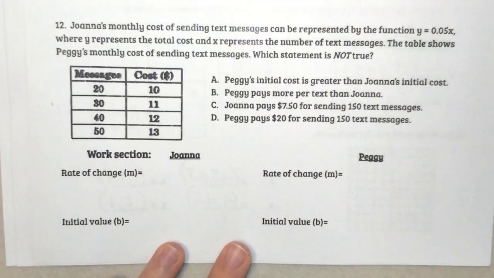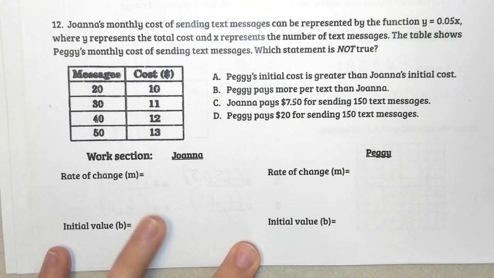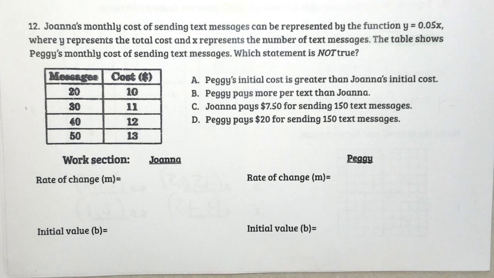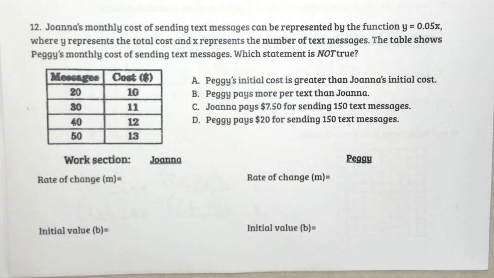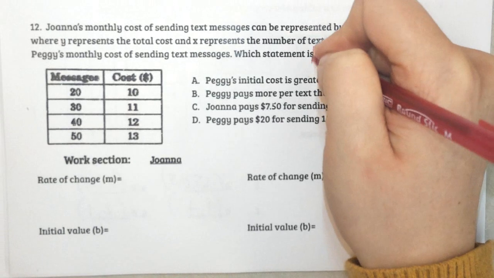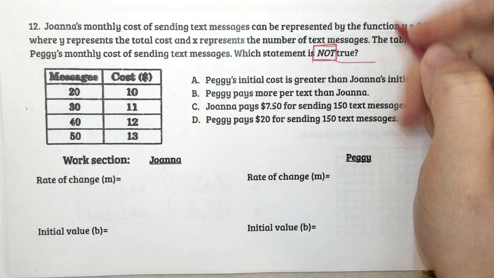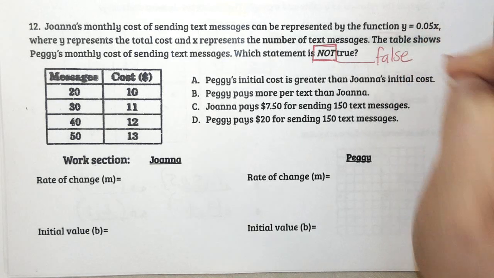All right. So when we're looking at this, it says, Joanna's monthly cost of sending text messages can be represented by the function y equals 0.05x, where y represents the total cost and x represents the number of text messages. The table shows Peggy's monthly cost of sending text messages. Which statement is not true? First of all, I want you to box the word not. Okay? That means we're looking for something that is false.